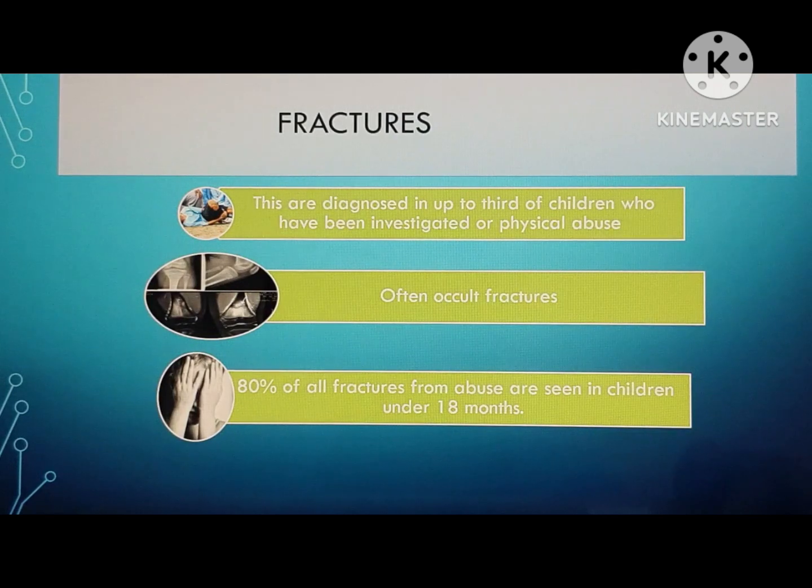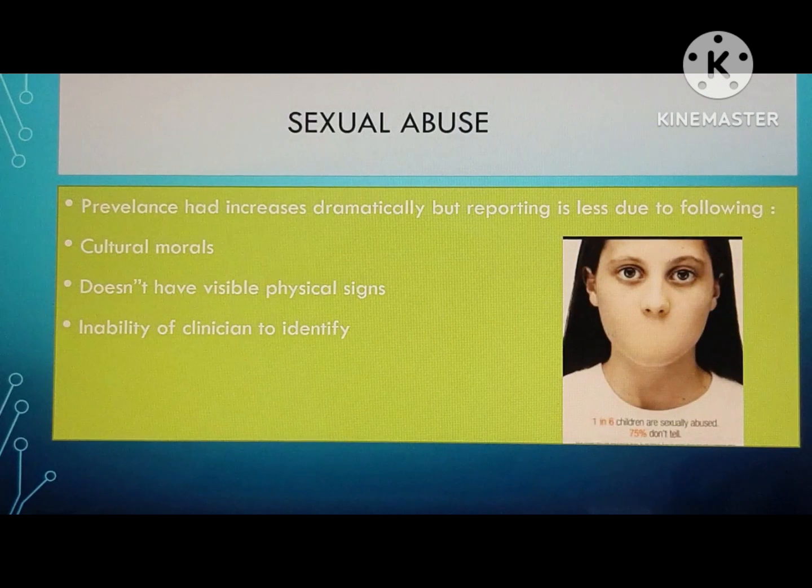Next, fractures. Fractures can also occur in child abuse. These are diagnosed in up to a third of children who have been investigated for physical abuse. Often occult fractures. 80% of all fractures from abuse are seen in children under 18 months.